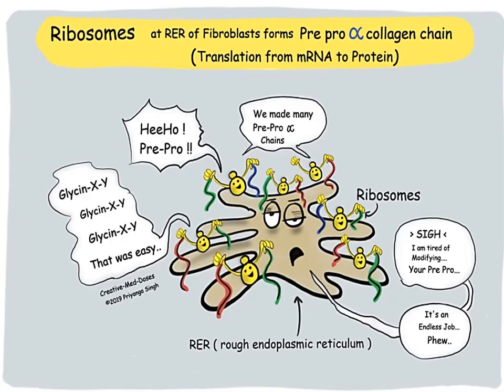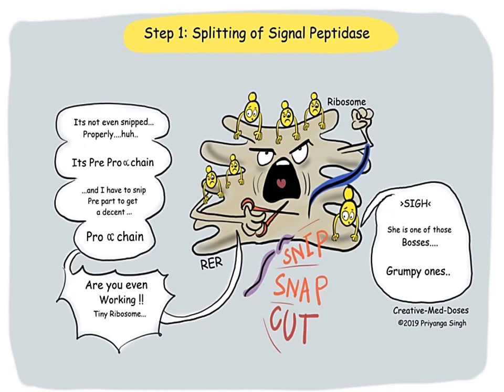Okay. So, as I told you, in the ribosomes at the rough endoplasmic reticulum of the fibroblast, the pre-pro alpha collagen chain is synthesized. Here you can see the glycine-X-Y sequence. These are the ribosomes on the endoplasmic reticulum. They have started synthesizing a pre-pro alpha chain. Now, the next step is the splitting by signal peptidase. Once the pre-pro alpha chain is synthesized, a few amino acids, called signal peptides, are cut and removed. From the long pre-pro alpha chain there is a cutting, called splitting by signal peptidase, resulting in the formation of the pro alpha chain. Okay, so this is the step.